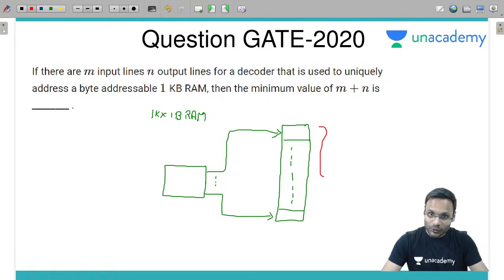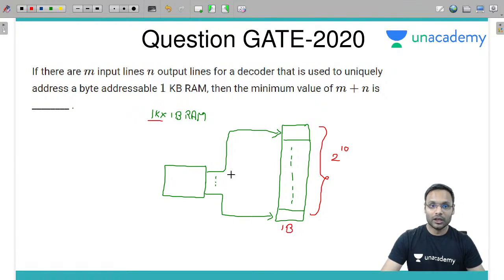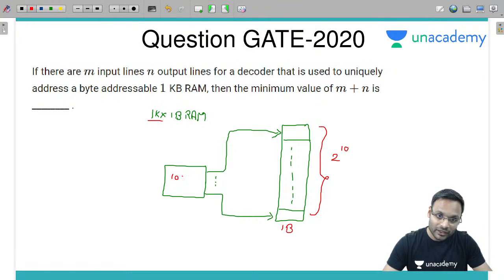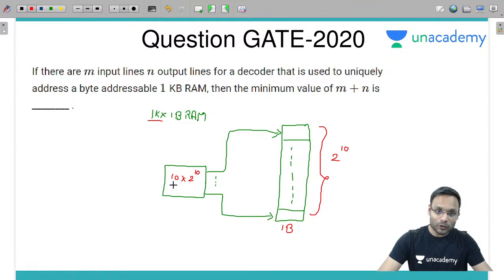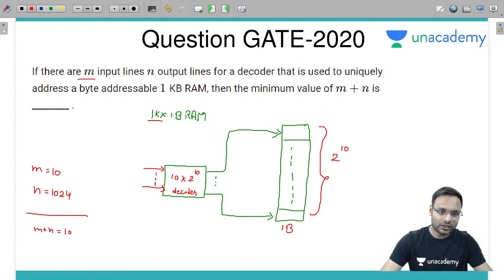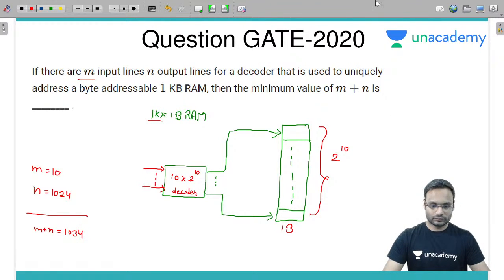This particular, how many cells you have? Number of cells is equal to 1k, 2 power 10, और हर एक सेल पे 1 byte. So what should be the decoder size? Decoder size will be 10 cross 2 power 10. So how many inputs are there in this decoder? Number of inputs, 10 inputs. So m inputs, m is equal to 10. N outputs, 1024. What is asked? m plus n, 1034. 1034 will be the answer for this question.